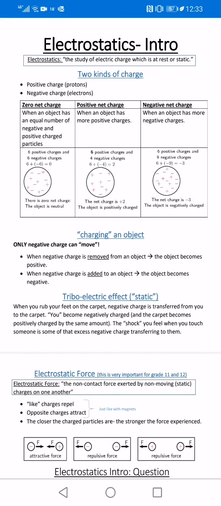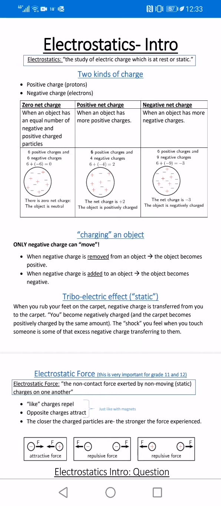Now you get two kinds of charge. You get positive charge and you get negative charge. We've seen that before. Those are protons and electrons. And now an object can experience three different types of charges. So there exist two charges, positive and negative, and then the combination of those two types might end up in one of three different types of net charge.